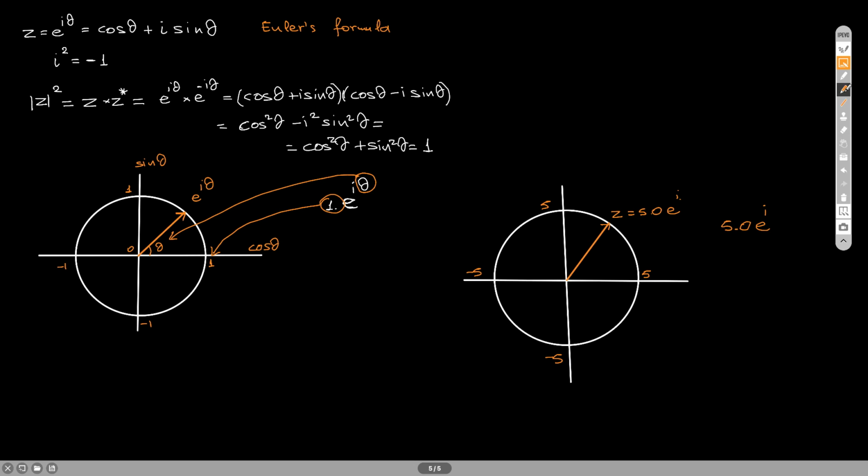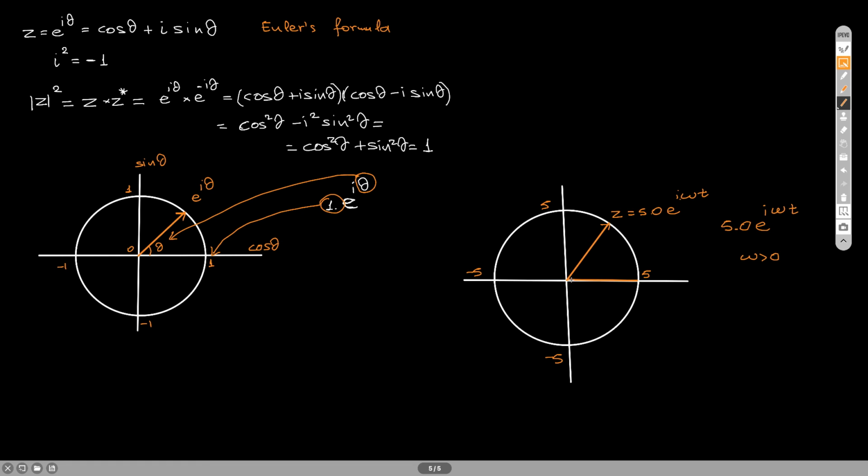I want to do e to the i omega t, and omega is a positive constant. And I do have time here. Now, what does that mean? If you plug in t equals 0, then of course the angle that this complex number forms with the axis is 0. So at t equals 0, your complex number lies here.